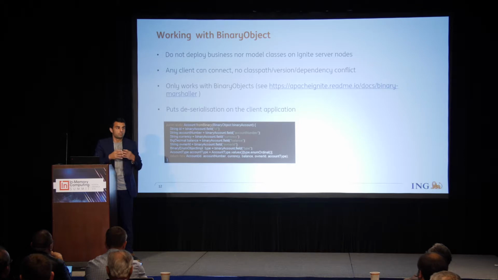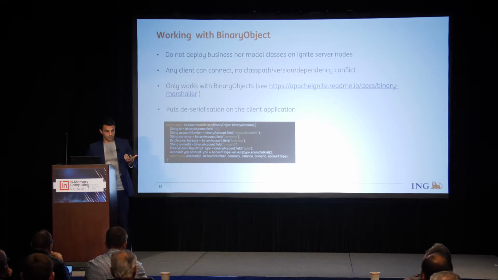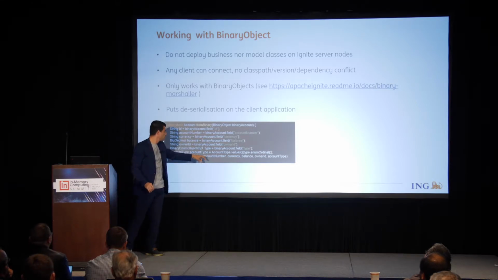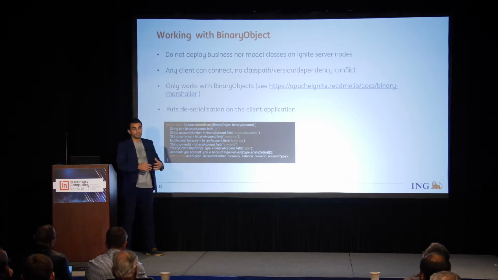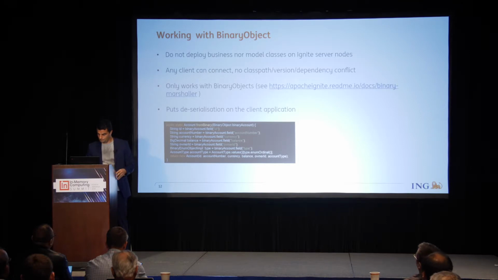You'll see that this indeed only works with binary objects, because if the object is not in the class path of the server, when you try to read it from the cache, Ignite will deserialize it, and if it doesn't find the class in its class path, it won't work. So you expect you will be the one doing the deserialization. For instance, if I have an account, I will get this binary object, get the different fields and create an account object out of that. That's potentially what Ignite does when it has this object in the class path.